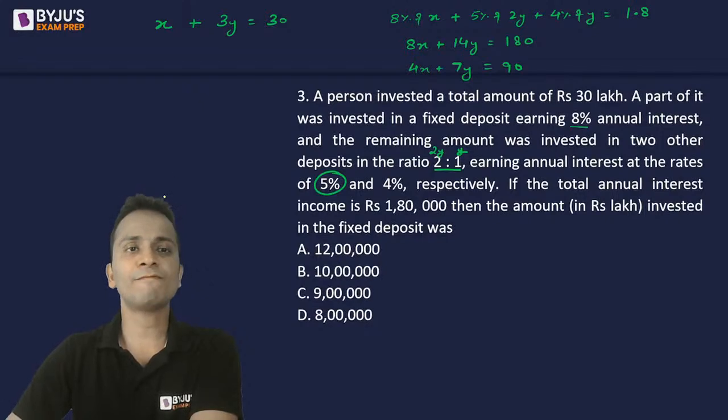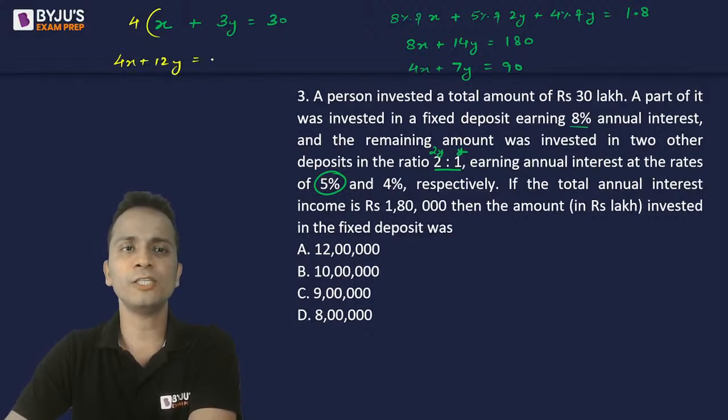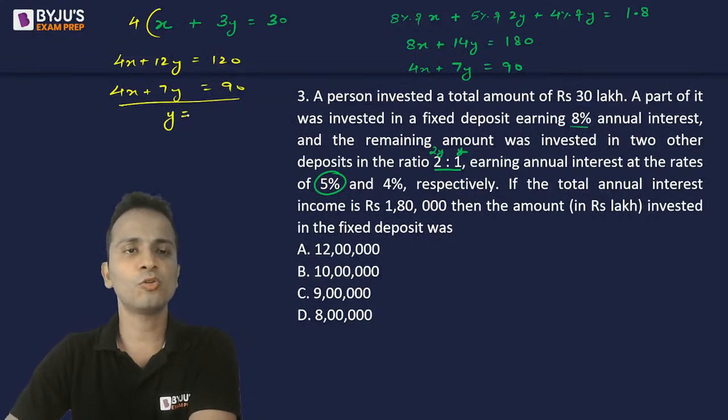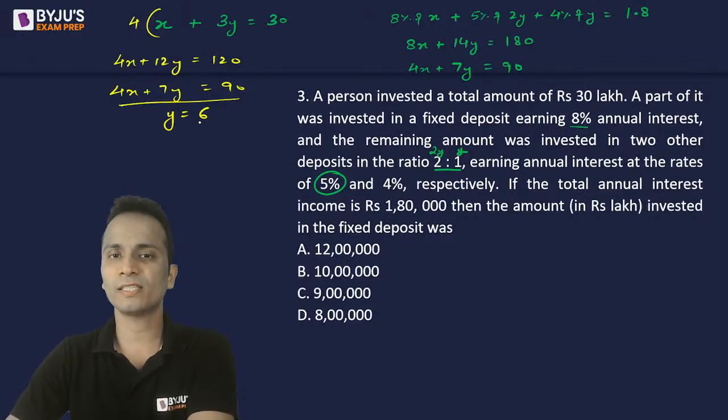Now I'll multiply the first equation by 4. So it will become 4x plus 12y is equal to 120. And the second equation, 4x plus 7y is equal to 90. So for the value of y, 5y is equal to 30. So y is equal to 30 divided by 5, that is 6. So the value of y is 6.